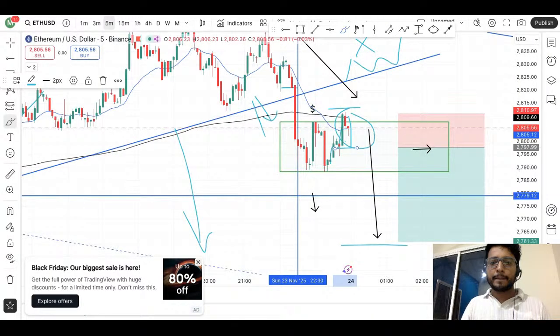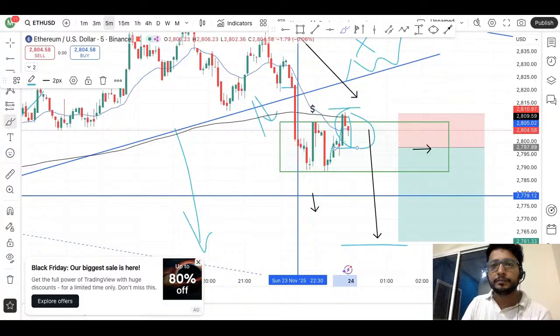Okay, this is just used for analysis, calculating the risk parameter. Nothing much. My entry is not yet triggered. Just wait a minute.